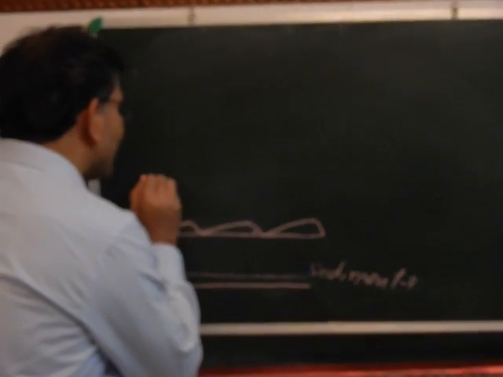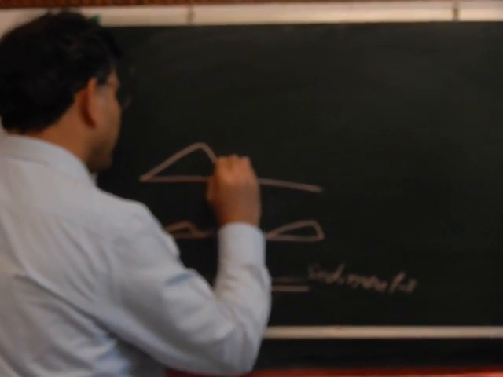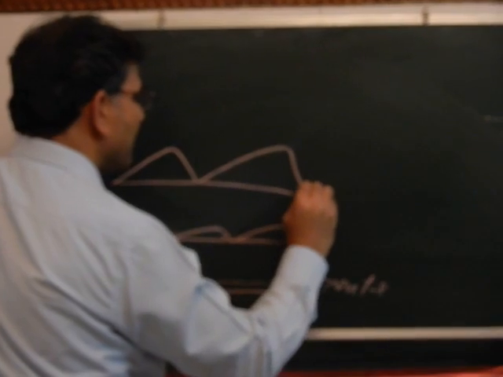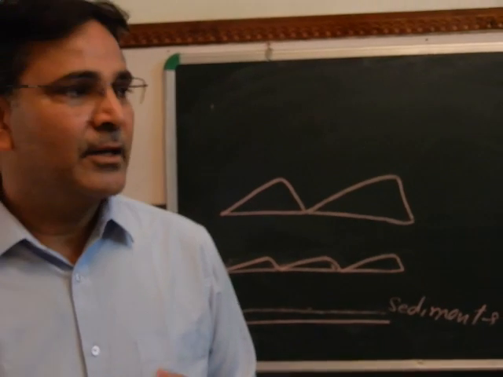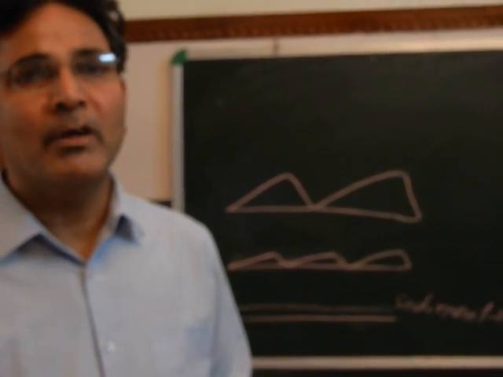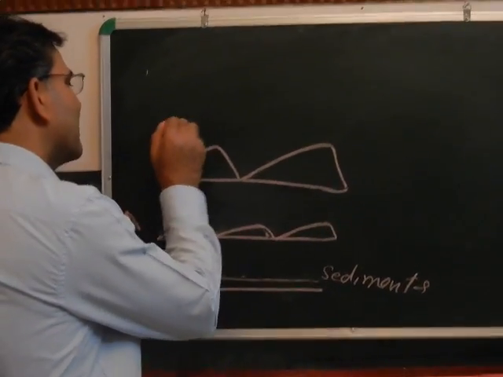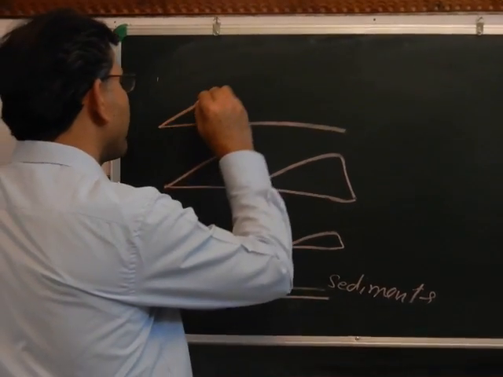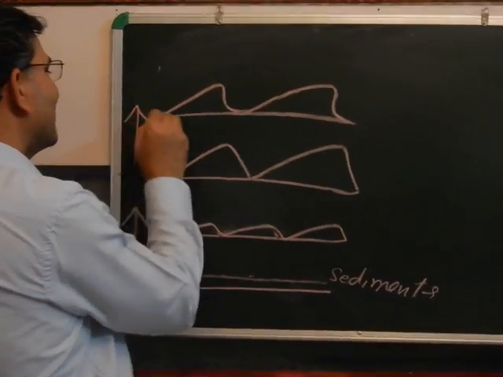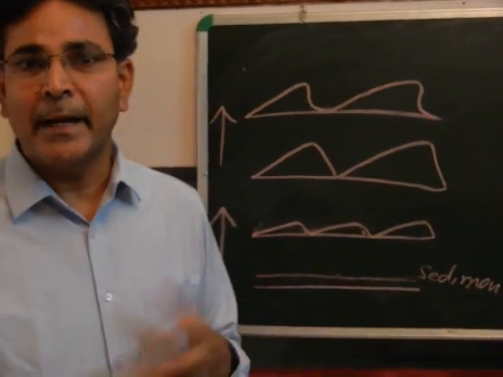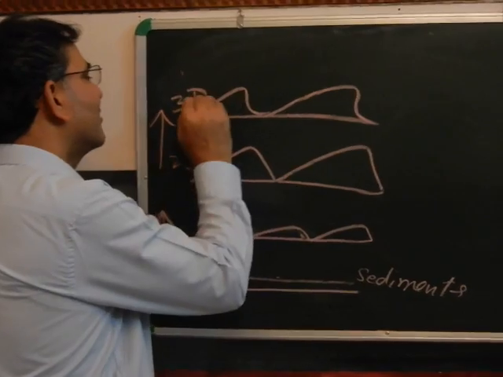With further increase in velocity, ripples are formed. These are large scale ripples. These are known as mega ripples. They are also known as sand waves. They are also known as sand dunes. With further increase in velocity, again the sand dunes are formed, sand waves are formed, mega ripples are formed, but these are two-dimensional in nature and these are three-dimensional in nature.